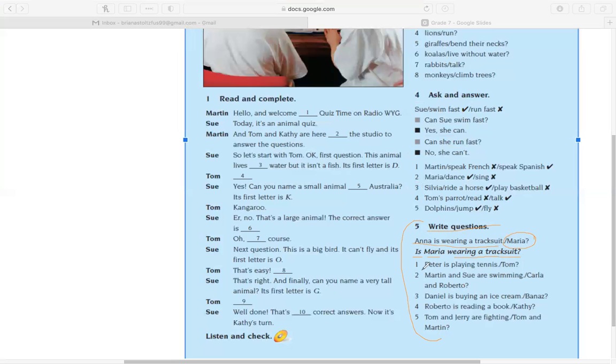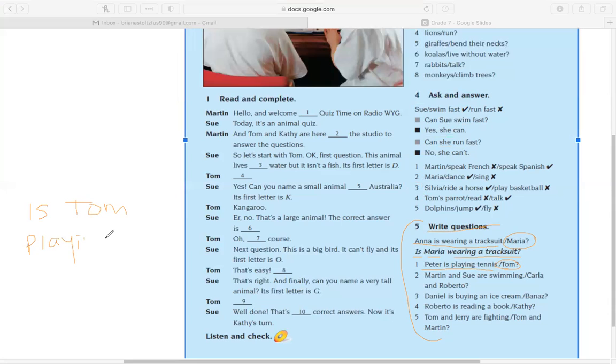So number 1 says, Peter is playing tennis. Now let's ask about Tom. For Tom, we'll say, is Tom playing tennis? It looks like this. Is Tom playing tennis?